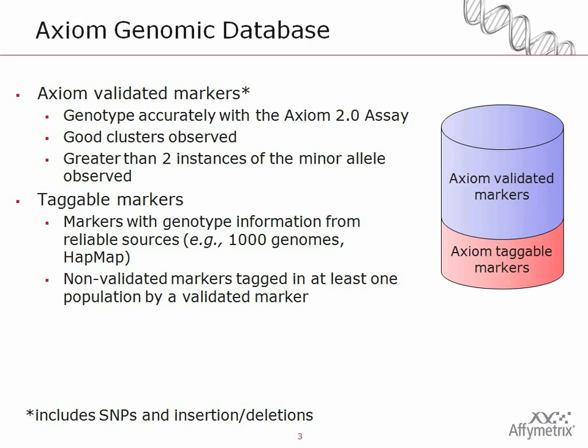One thing to mention at this point also is that the Axiom database includes both SNPs and insertions and deletions. And so in general, we use the term marker to refer to the collection of those.